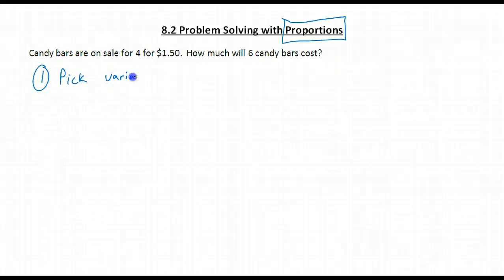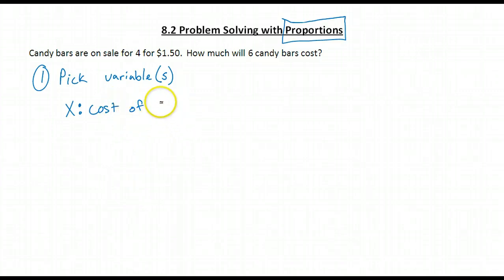pick our variables. In this case, we're going to only have one variable. I'm going to call that variable x, and x is going to be the cost of, and I don't want to just say cost of candy bars. I want to say it's going to be the cost of 6 candy bars. That is my unknown, my variable for this problem. In other problems, I will have more than one variable, but in this case, I just have one variable.